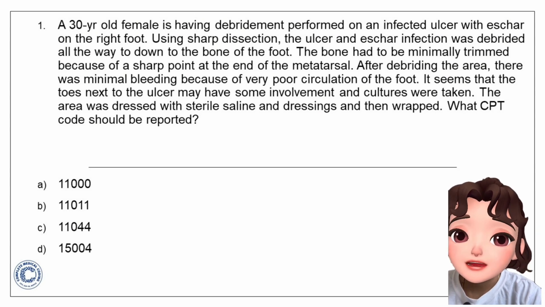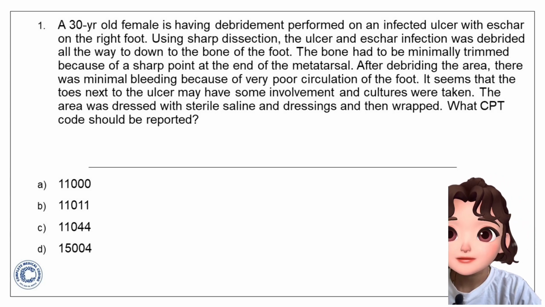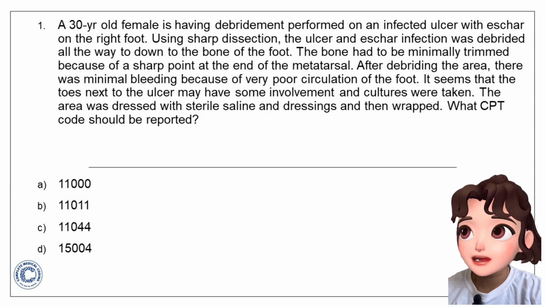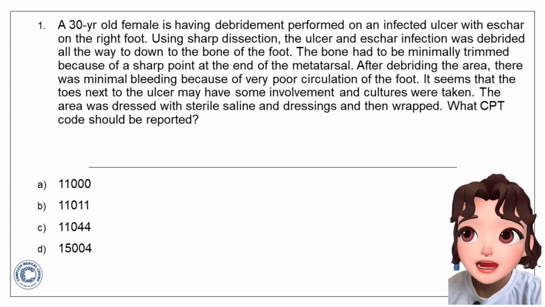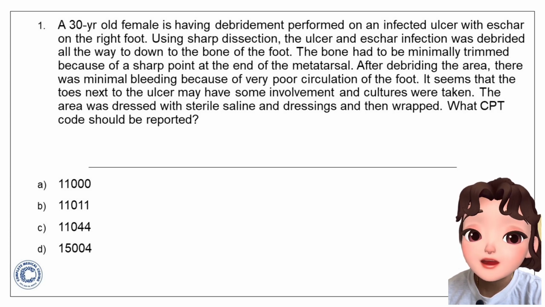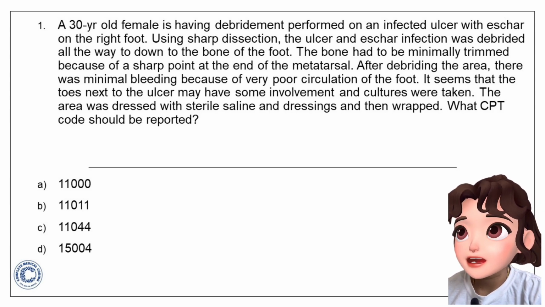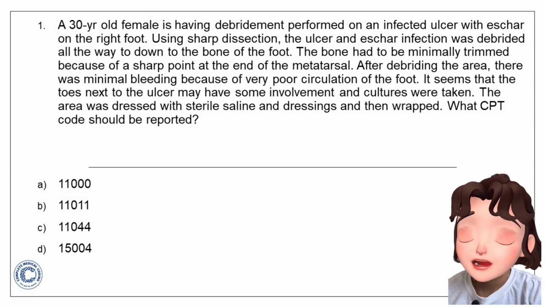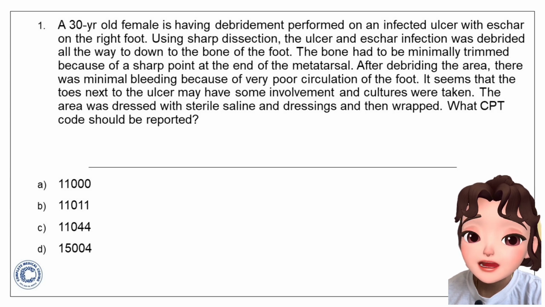Let's move to the third option, third CPT code, 11044. This is actually debridement of the bone, right? It's not muscle. What is mentioned in the question? Just go to the second sentence. Using sharp dissection, the ulcer and SR infection was debrided all the way down to the bone of the foot. Means it is dissected, debrided, till bone. So we cannot code 11011 because it is muscle debridement.